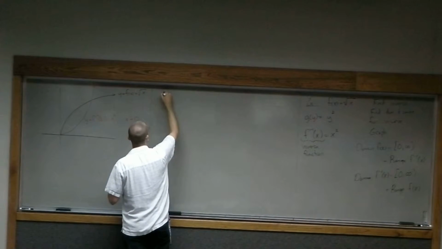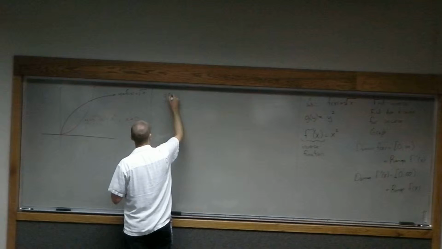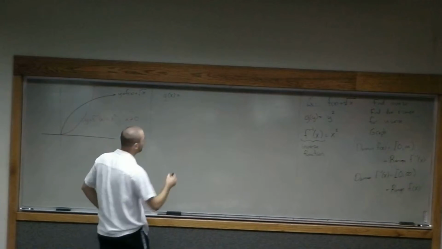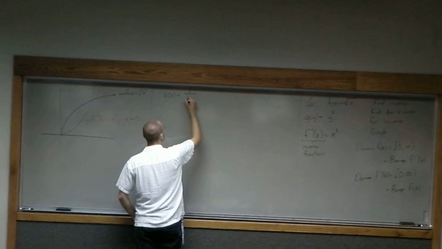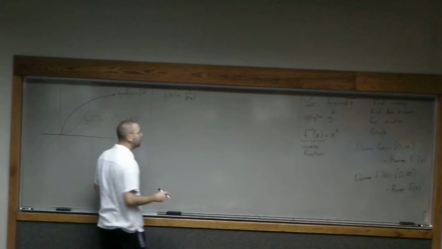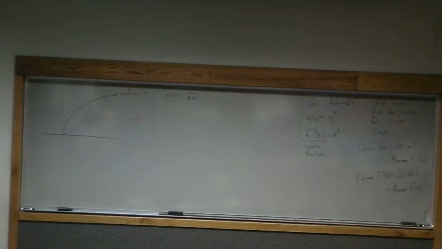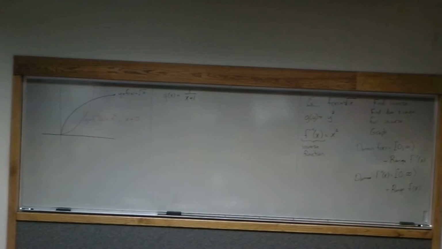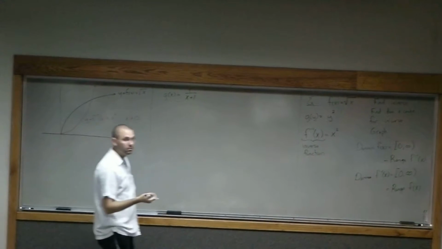Let's take a look at g of x equals 1 over x plus 1. We saw the graph of this function earlier. This function does have an inverse. What is that inverse? How can I find it?